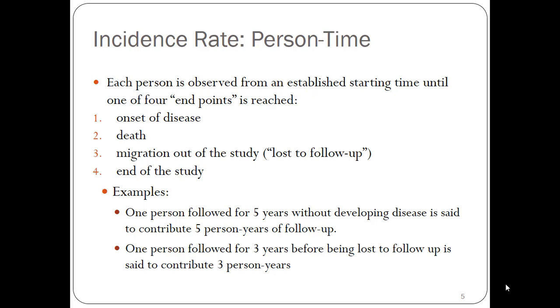Person time is a measure used when members of a population or study group are under observation for different lengths of time. Each person is observed from an established starting time until one of 4 endpoints is reached: the onset of disease, death, migration out of the study, or what we call loss to follow-up, or the end of the study. Consider these two examples. One person followed for 5 years without developing disease is said to contribute 5 person years of follow-up. Another person followed for 3 years before being lost to follow-up is said to contribute 3 person years.